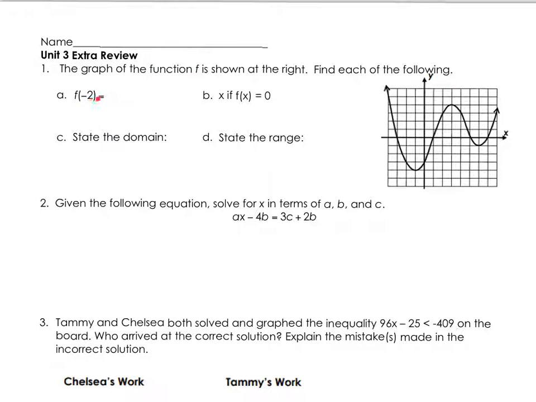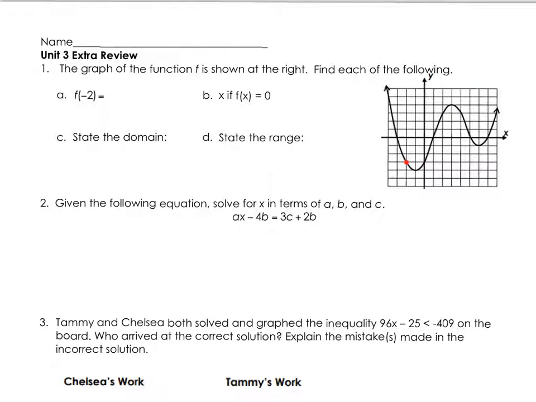F of negative 2. Well, remember it's usually f of x, so the negative 2 is in place of x. So I'm going to go to an x value of negative 2. So that means I need to go back 2 spaces. Anywhere up and down on this line is an x value of negative 2. But to get to the function, I need to move to this point right here.